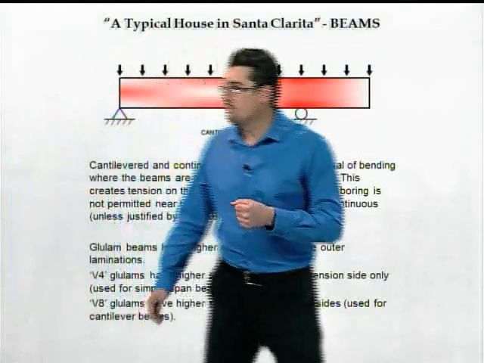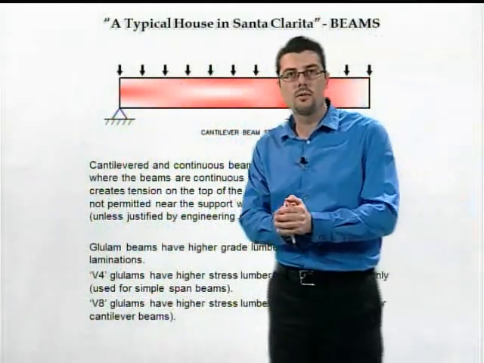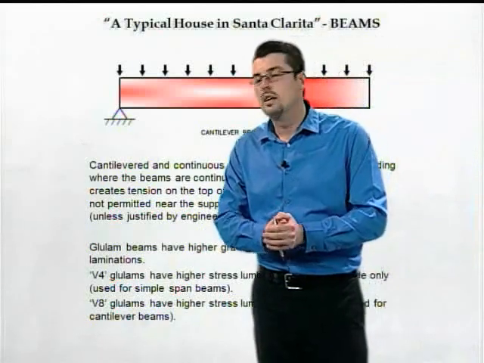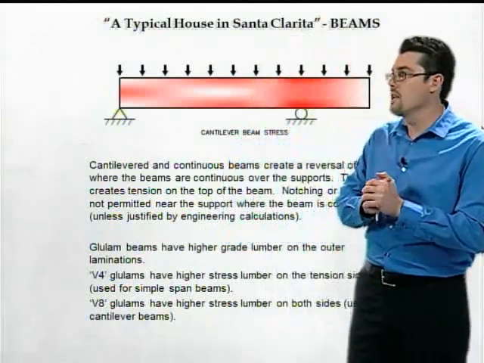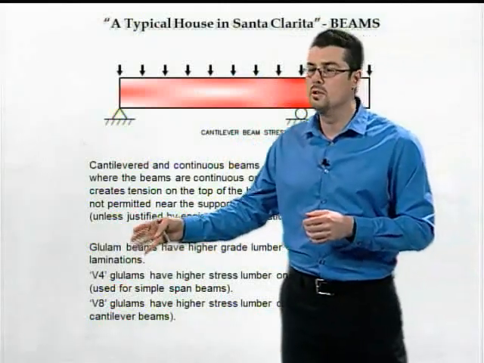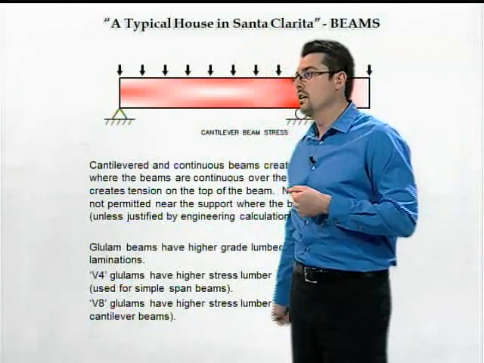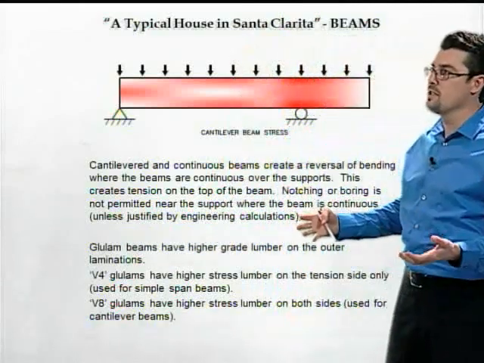Now, going back to our first part of our training, we talked about engineered lumber. And one of the primary types of engineered lumber that we see on projects is glue-laminated beams, or Glulam beams. Basically, they're 2x that are glued together to make larger beams. And there's different stresses of glulam.